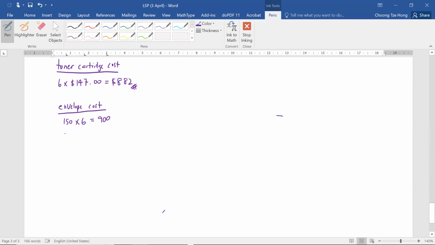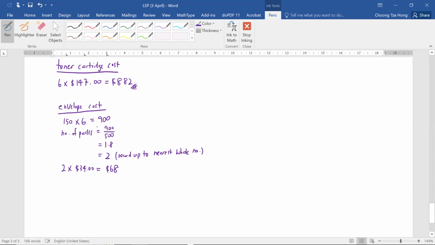So the number of packs will be 900 over 500. That will give you 1.8, but you can't buy 1.8 packs of 500, so you buy 2 packs, rounding up to the nearest whole number. So you will need 2 packs. The cost of envelopes will be 2 times $34. That will give us $68, right?